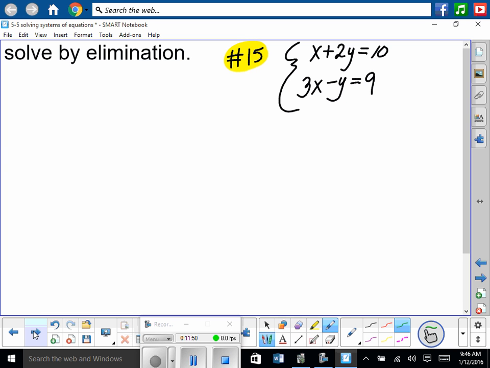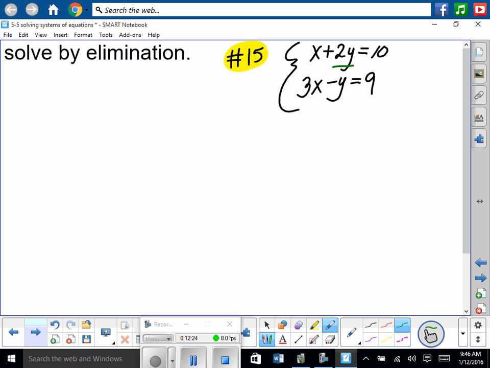x and 3x, are they exact opposites of each other? No. How about 2y and negative y? Exact opposites? Still no. So we're going to have to manipulate either the top or bottom equation to help us out. So I'm randomly going to go with, okay, I'm going to get y to go away. Is everybody okay with that? I'm going to eliminate y. So let's look. Isn't this positive 2y? So we need this to be negative 2y, right?